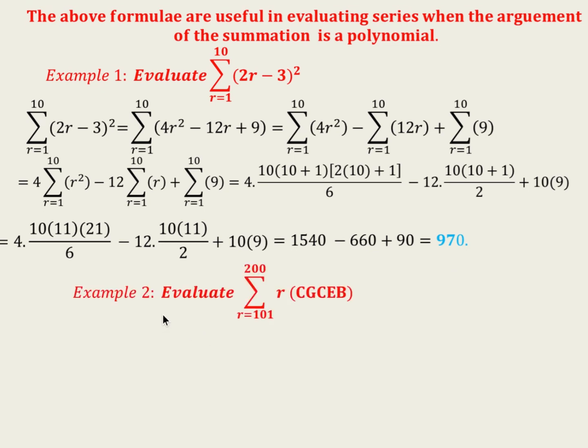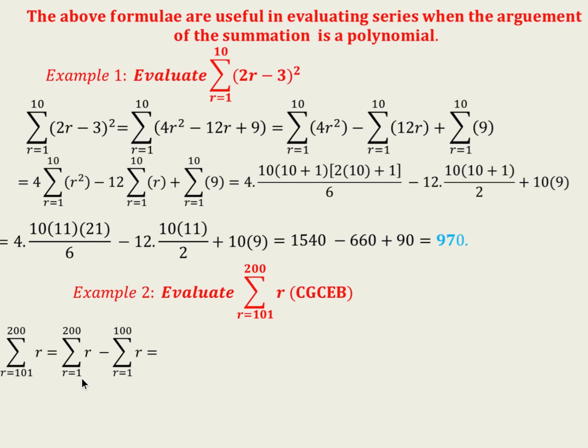We take another example. Evaluate summation from r equals 101 to 200 of r. This is a GCE question. We note that the lower limit is not 1. So we are summing from r equals 101 to 200. Then, in order to use the standard formula, we have to make sure that the lower limit begins with 1.